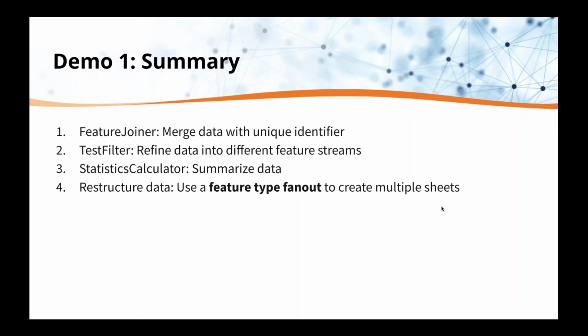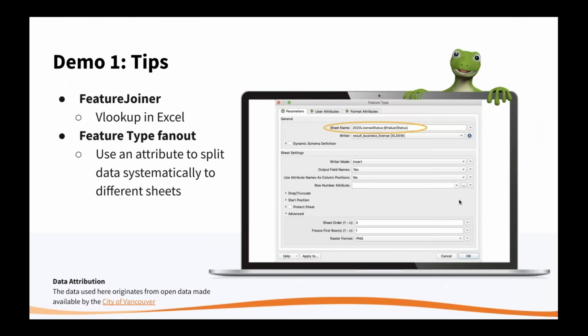So just a quick summary as to what I just showed you in our first demo. We used a feature joiner to merge, a test filter to separate our data, the stats calculator to summarize our data, and we restructured our data using a feature type fan out so that we can create multiple sheets. Honestly, using the feature type fan out can be super useful if you're needing to split your data based on what the incoming data values are, if you don't know what they are beforehand.